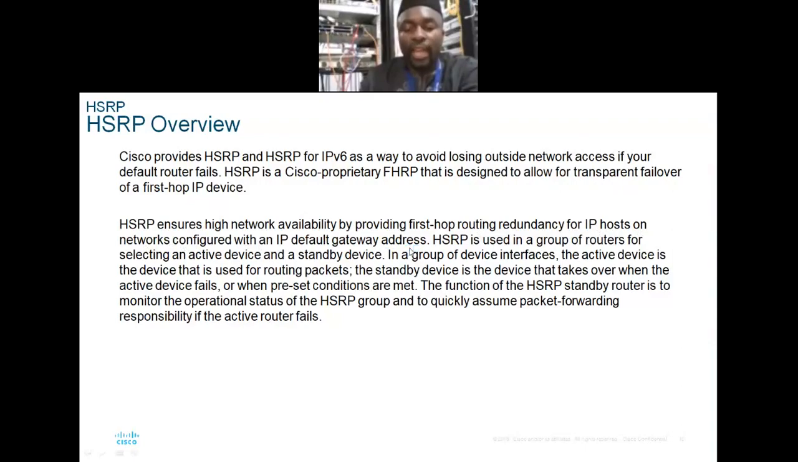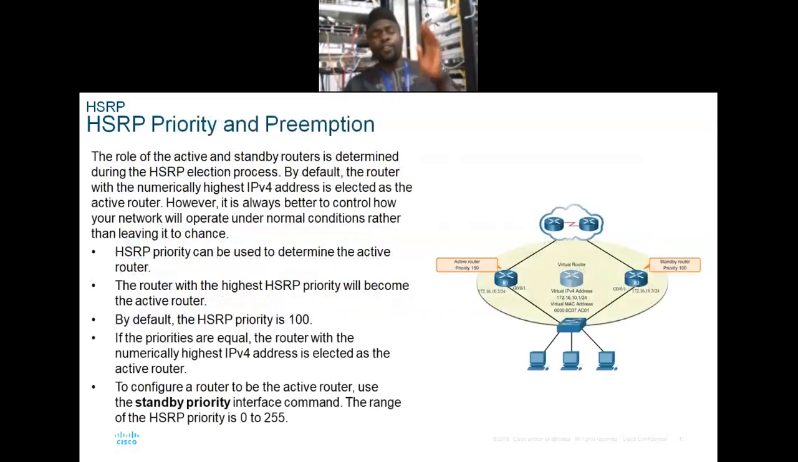So the whole essence here is that we don't want to allow chance for any failure whatsoever. Whatever kind of failure, we don't want to give chance for that kind of failure. That is when we set up FHRP redundancy protocol. The role of the active and standby routers is determined during the HSRP election process.